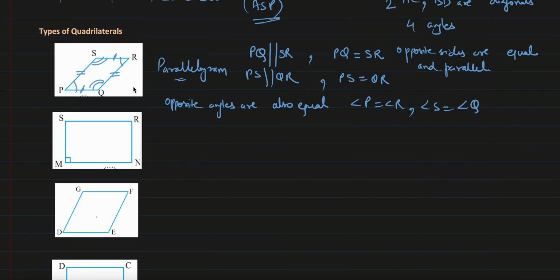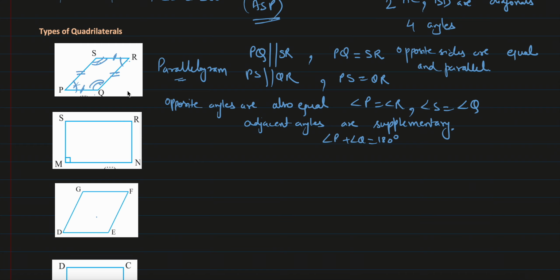Another thing, the adjacent angles are supplementary. So what's the meaning of adjacent angles supplementary? That angle P plus angle Q is 180 degrees. These two, any of the two you can take. P and S also 180 degrees. S plus R also 180. R plus Q also 180 degrees. These are the properties of a parallelogram.